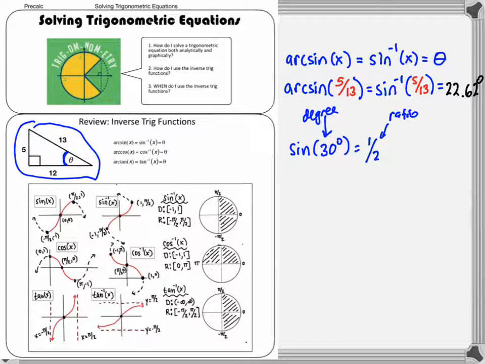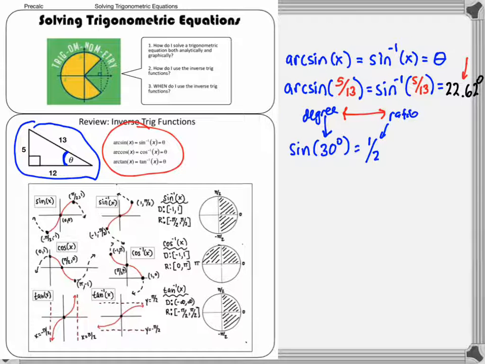And so, since these are inverses, our input for a regular sine is a degree. Our output is a ratio. So those are going to switch for all of these guys right here. We're going to drop in a ratio, and it's going to fetch us a degree. And that's pretty powerful, considering some of these degrees, like 5 over 13, have a very peculiar answer or degree measure for them.